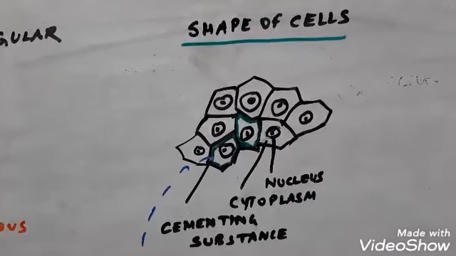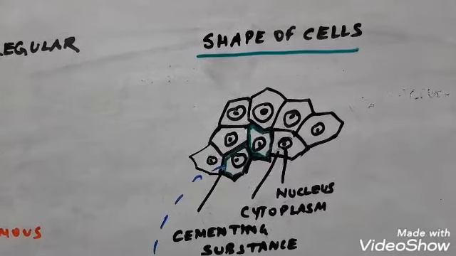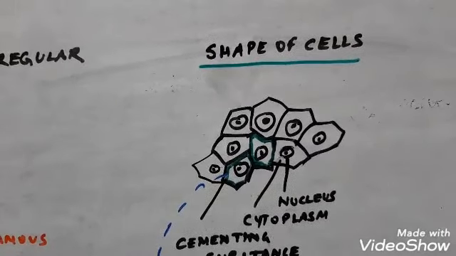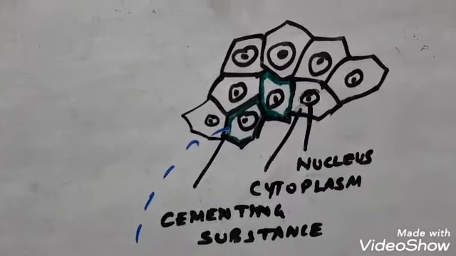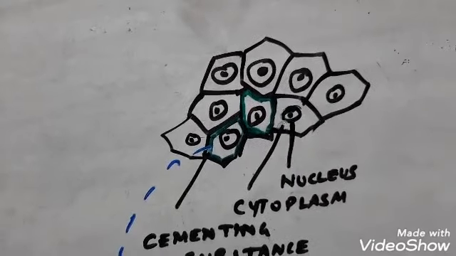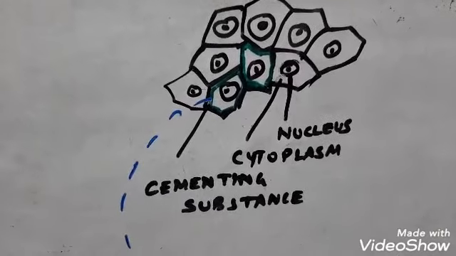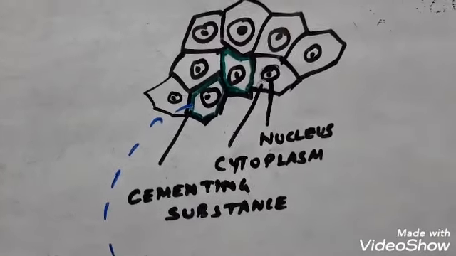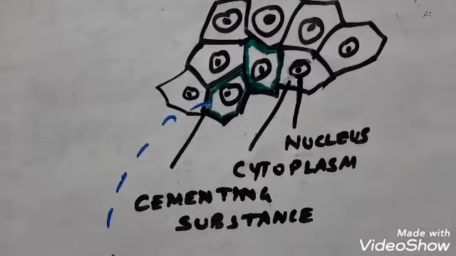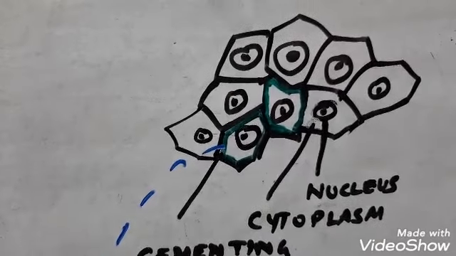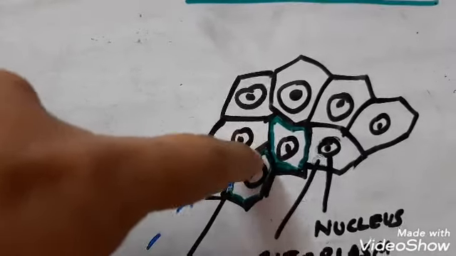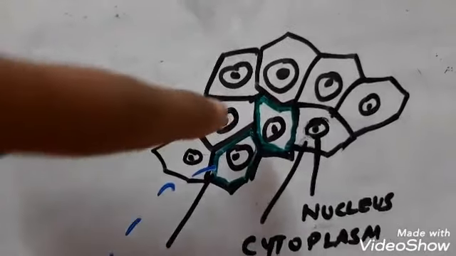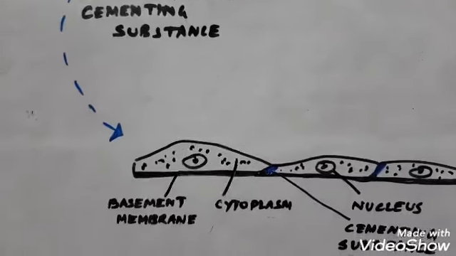As I told you, they are flat, polygonal, disc-like or thin, irregular shaped cells. You can see the cell, the nucleus is rounded and flat. You can see the cementing substances present in between the two cells. Here, in between the two cells, there is a green colored structure I have drawn, that is a cementing substance. Now let's have a look in a broad way.